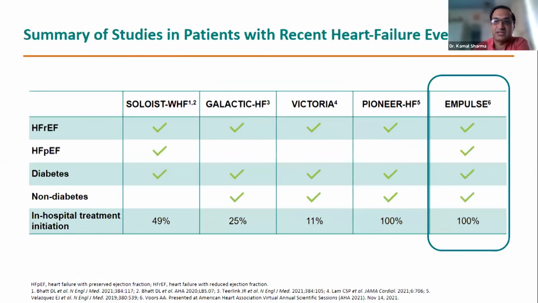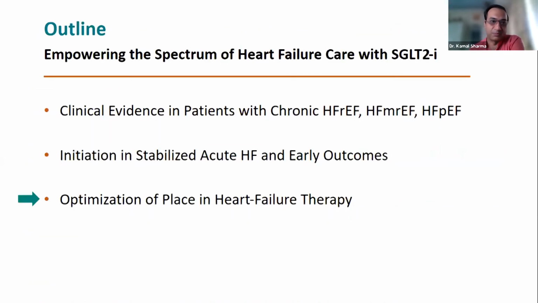So when you compare this with the various other trials like SOLOIST, where sotagliflozin was looked at, GALACTIC, where even omecamtiv mecarbil was evaluated, VICTORIA, where vericiguat was evaluated, PIONEER-HF, where ARNI was evaluated, EMPULSE is the only trial of the therapy where it met all the criteria: reduced ejection fraction, preserved ejection fraction, diabetic, non-diabetic, and 100% of patients were initiated on this during hospitalization.